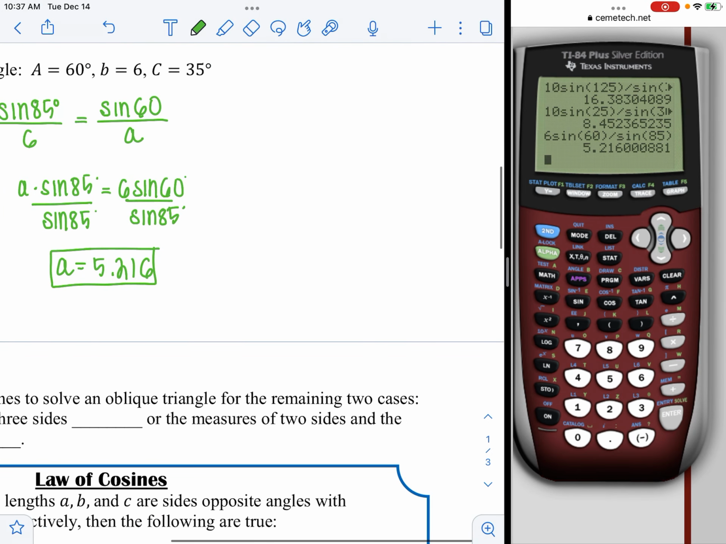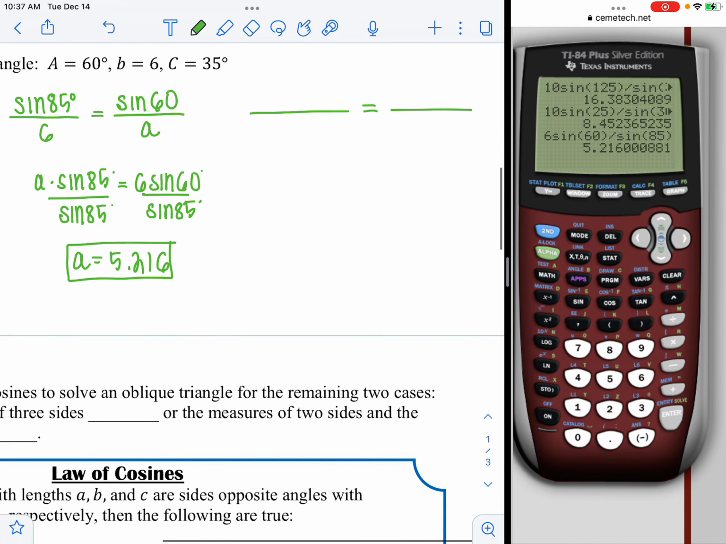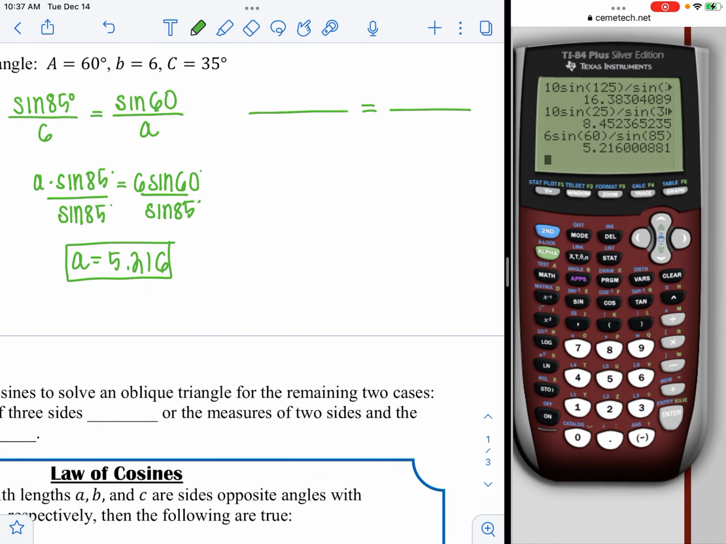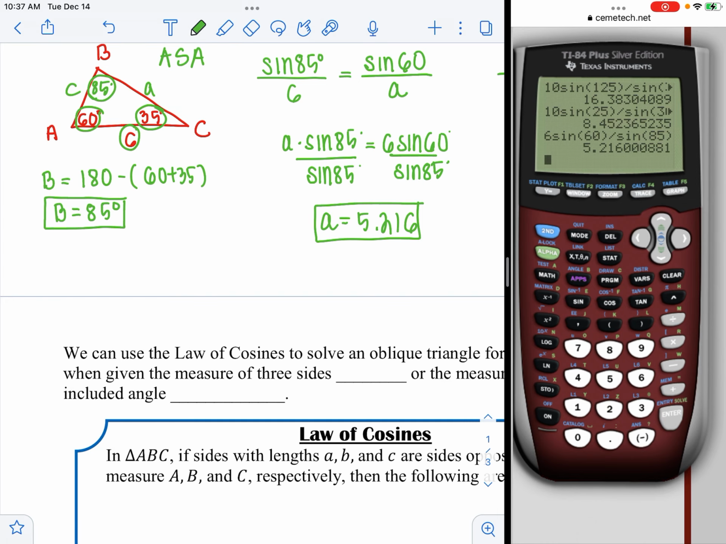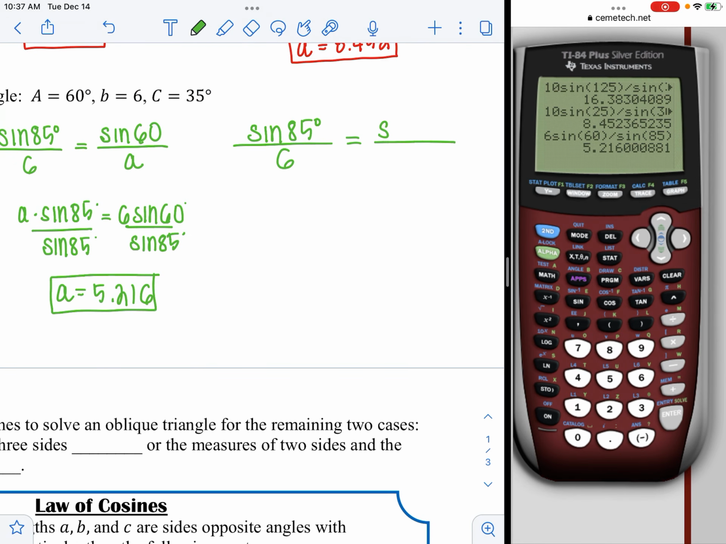Now I just need side C. I already used the law of sines, so I'm going to use it again. First ratio is the ratio that I do know, so I'm just going to copy it from here. Sine of 85 over 6. And then I still need to solve for side C, so I'm going to do sine of 35 over C. Cross multiply to solve for C. C times the sine of 85 is equal to 6 times the sine of 35. Divide both sides by the sine of 85.